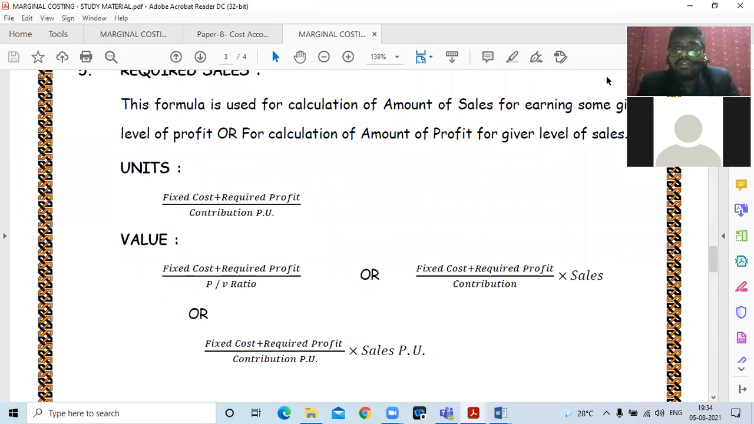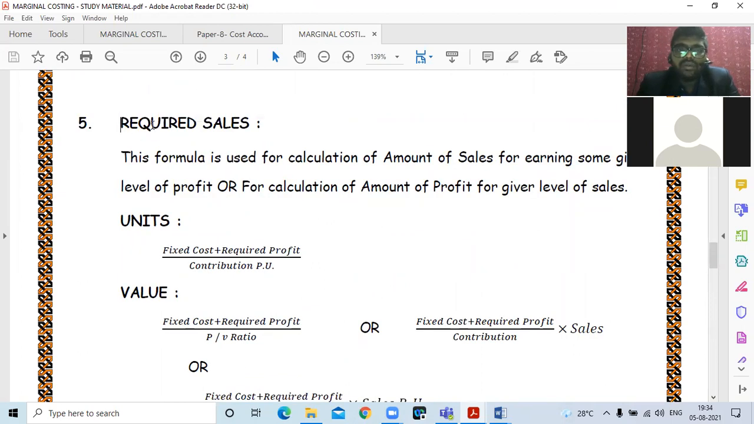That is your required sales. For example, I'm planning to earn a profit of rupees 10 lakh. If I plan to earn a profit of rupees 10 lakh, then how much sales do I have to do to earn a profit of rupees 10 lakh? That is the situation when we are going to use this formula.